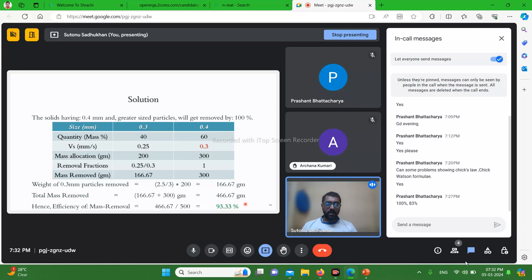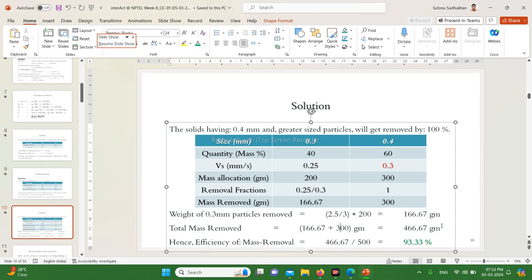So it is a weighted average, right? If the mass allocation, instead of 200 and 300, was 250 and 250, that means 50-50%, then you could just directly take the average of 100 and 83. But they are not in a 50-50 ratio, so you have to take the weighted average: 100 into 40% plus 83 into 60%. This is the weighted average. In this way also you can calculate the answer. I hope it is clear. Any doubt about how the problem is solved, you can ask.